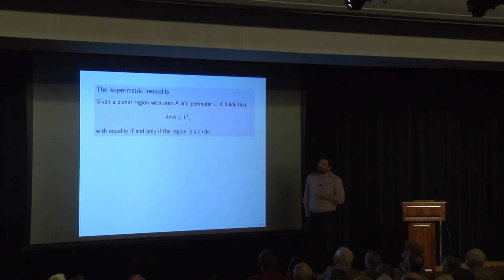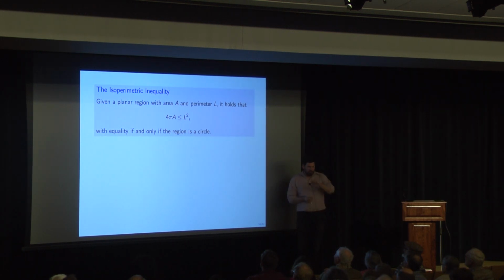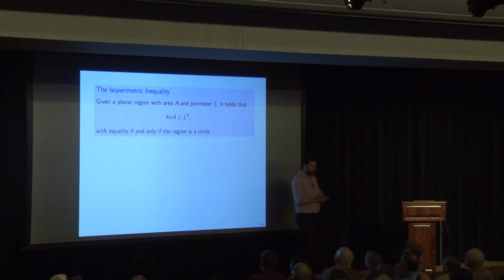So given any region in the plane, like a square or a circle, I want you to think of the area. That's a number, call it A. I want you to think of the length of the perimeter. That's a number, call it L. Now I want you to do some things to A and L. Multiply A by 4 pi. You remember pi, 3.14, whatever. And then take L and multiply it by itself. Take L squared. And it's always going to be the case that 4 pi A is less than or equal to L squared.